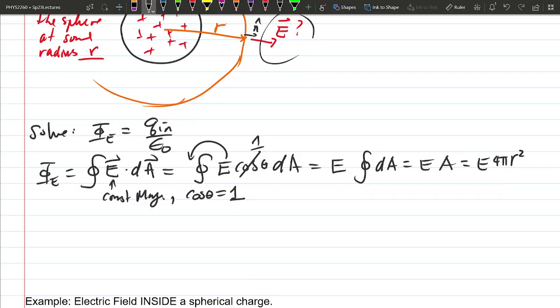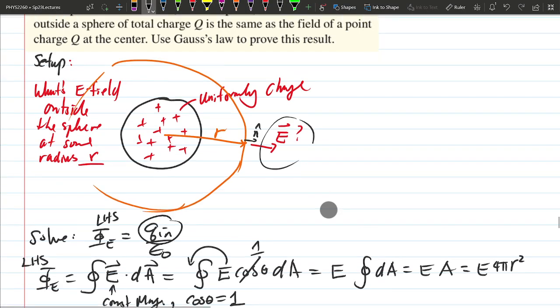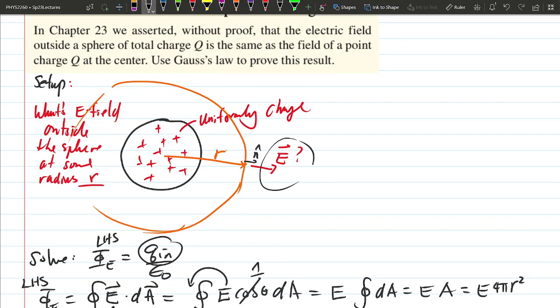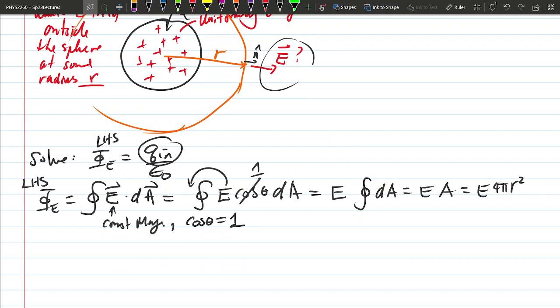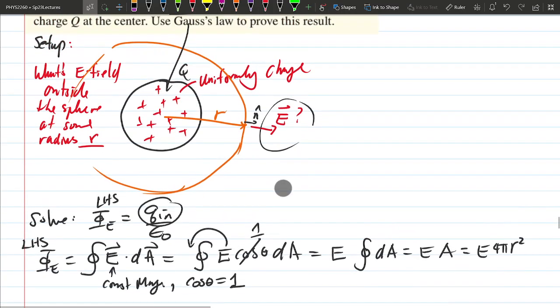So once again, we already took care of the left-hand side. The right-hand side just wants us to calculate how much charge is inside my Gaussian sphere. The problem tells you that this solid sphere has a total charge Q. Therefore, how much charge is enclosed inside my Gaussian sphere? Is it part of Q, or some fraction of Q, or is it all the Q? When I made this drawing, how much of the charge did I enclose inside?